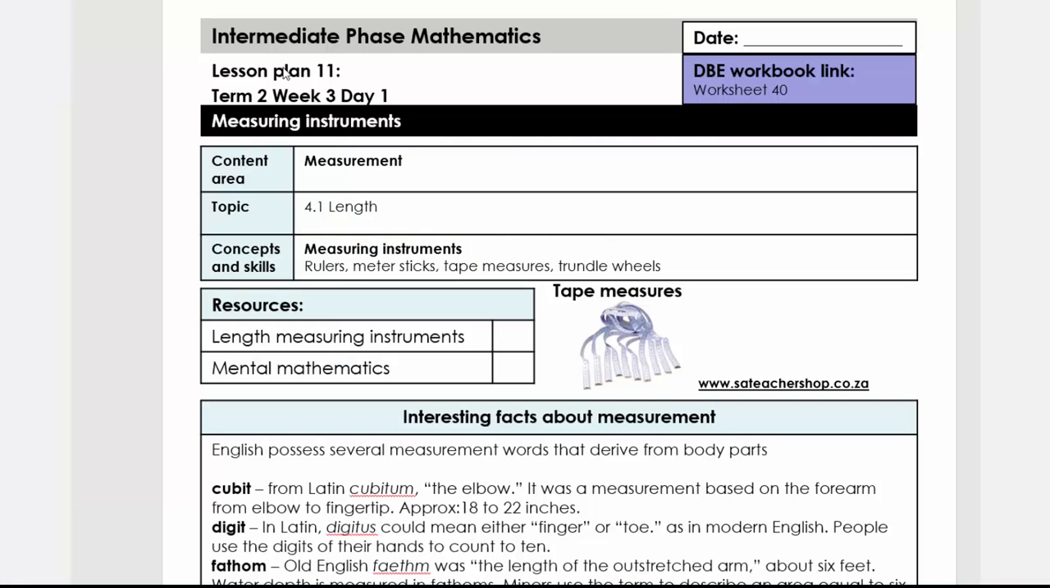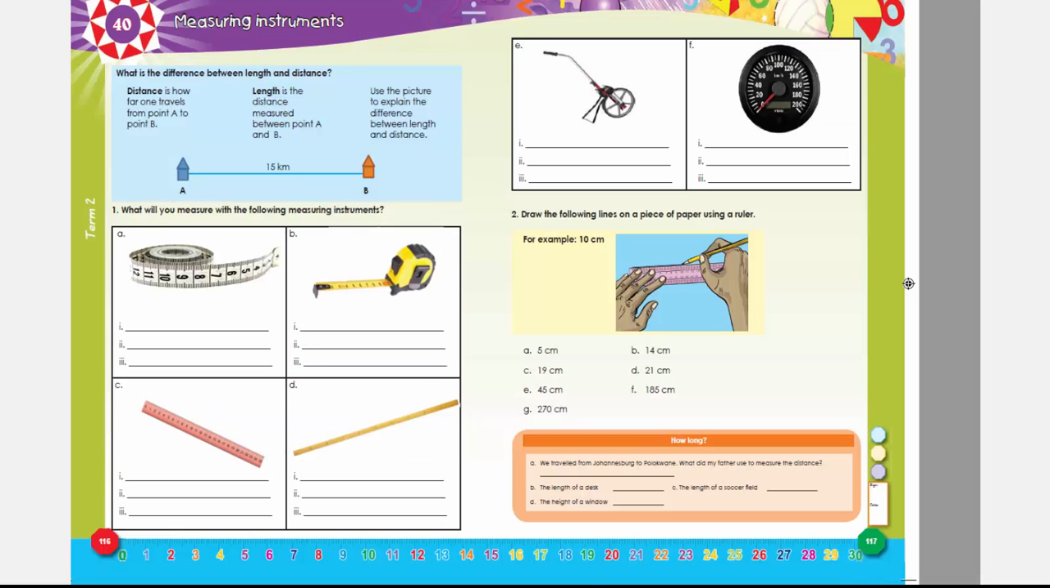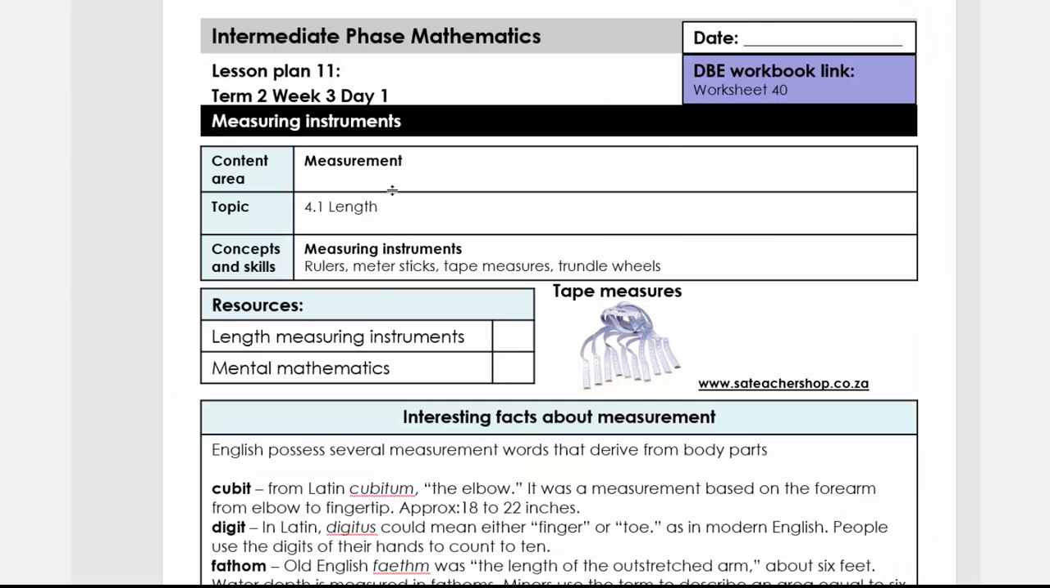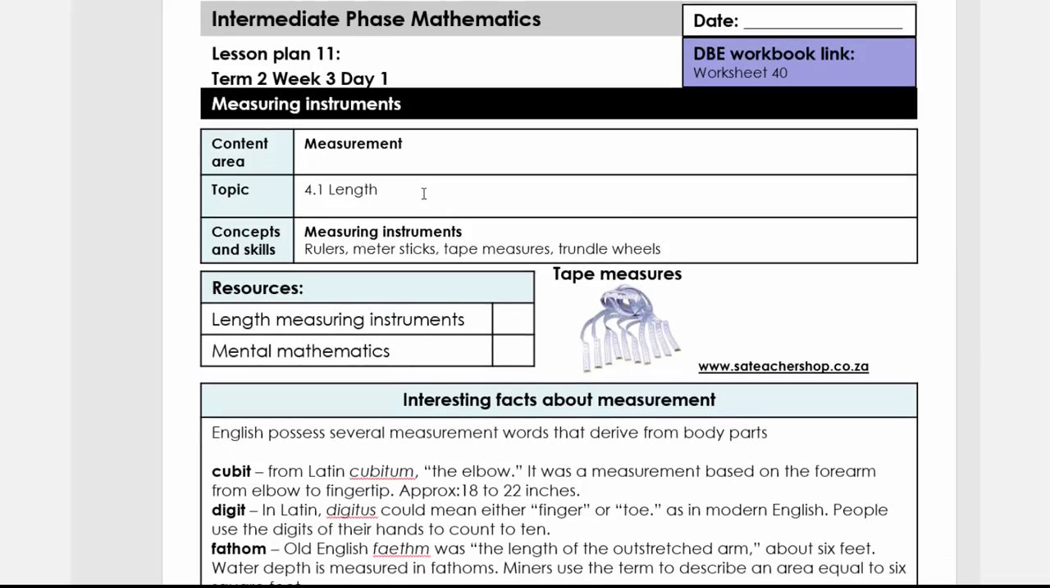Good day, everybody. Today we're going to do lesson plan 11, grade 5, term 2. The topic is measuring instruments. It links to worksheet 40 in the DBE book. So there is your link. Then what we have here is our CAPS link.